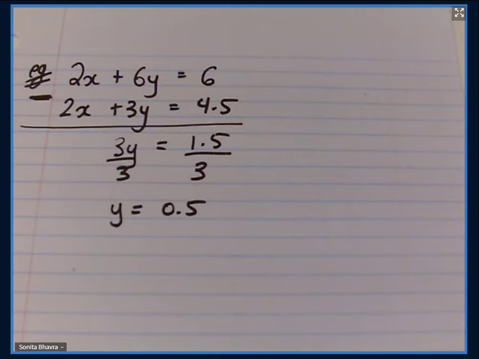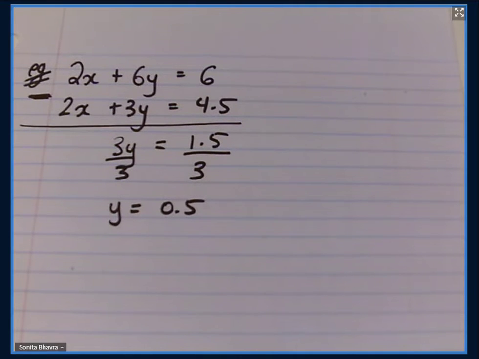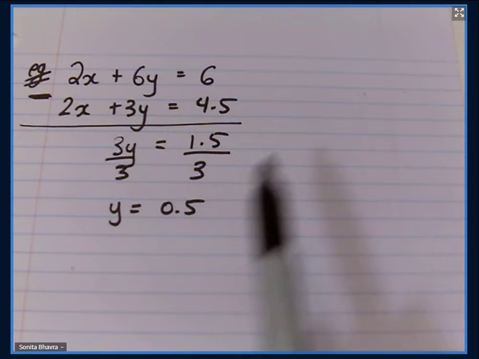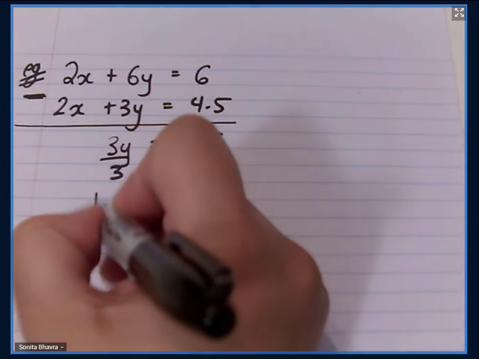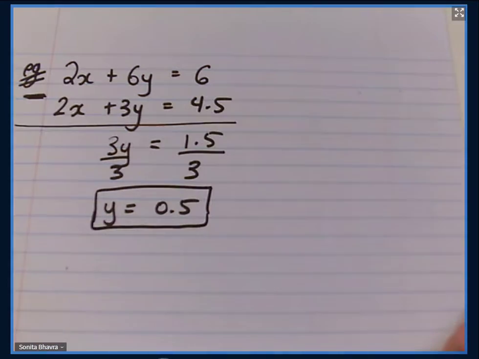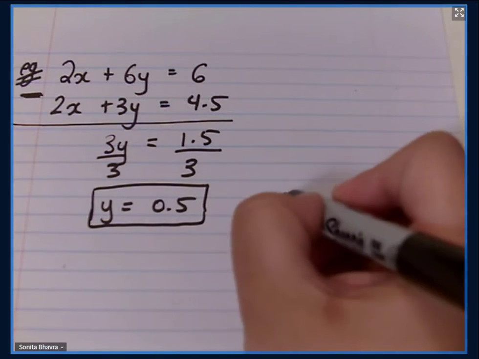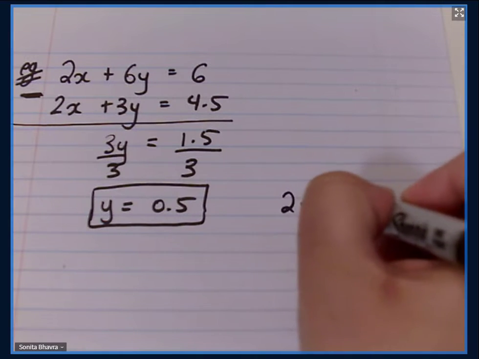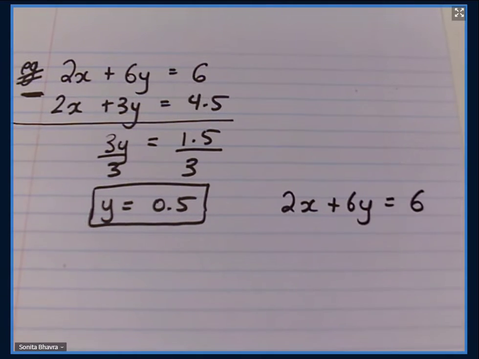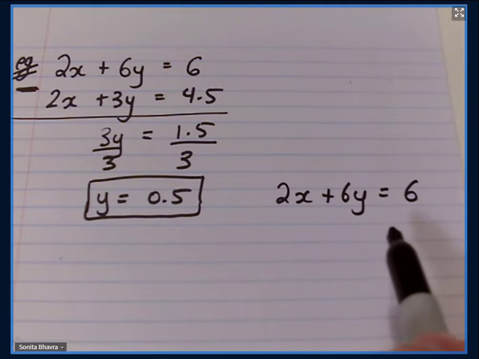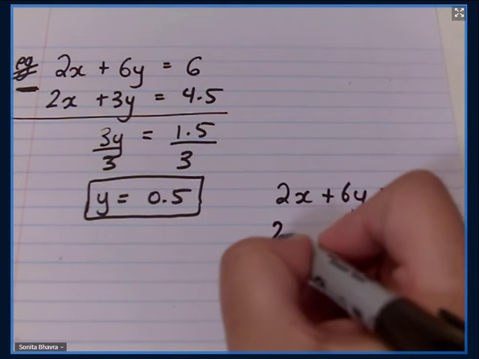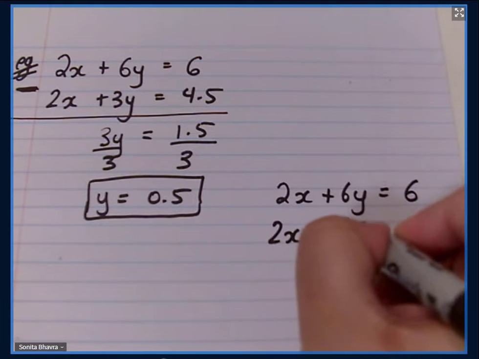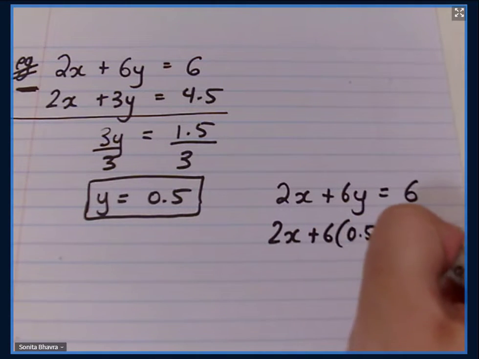All right, and all we have to do next is substitute this 0.5 into either of the equations. And I'll just use the first one. I'll show here, this is our value for y. So we're trying to solve for x now. So I'll use the 2x plus 6y equals 6. And I'm going to substitute this value 0.5 into the y here. So 2x plus 6 times 0.5 is equal to 6.